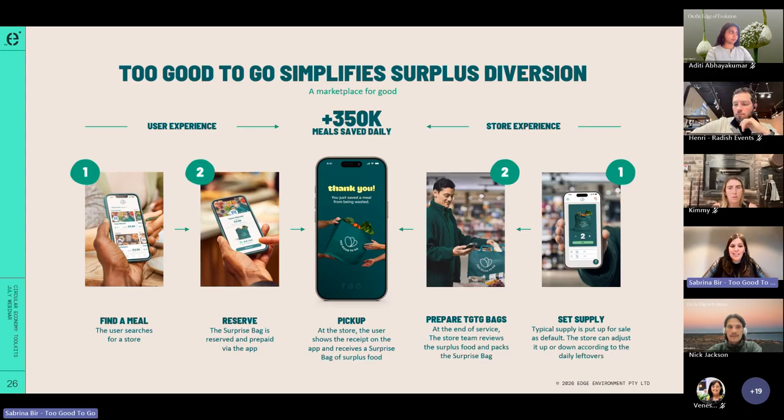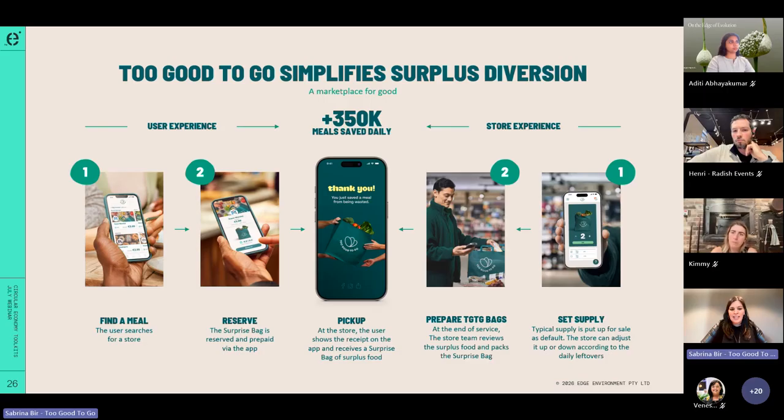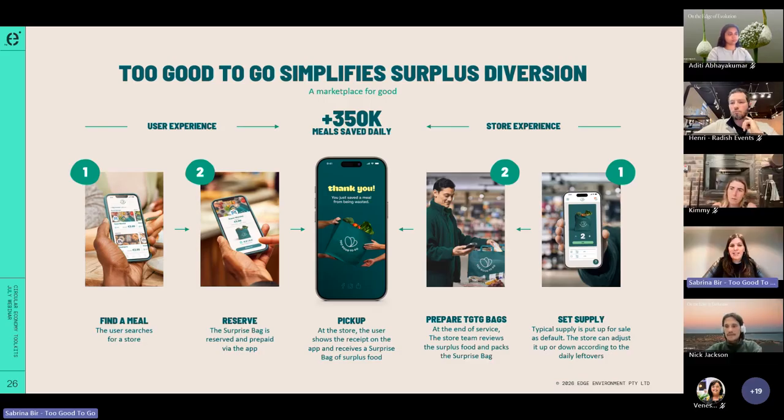And I guess the added benefit is then you're also welcoming people back into your stores, because people do need to come and visit you to collect their bag. And while they're there, they get to experience what else you have to offer. So it's something that we are quite proud of. And it's really great to see. I think anyone would agree.